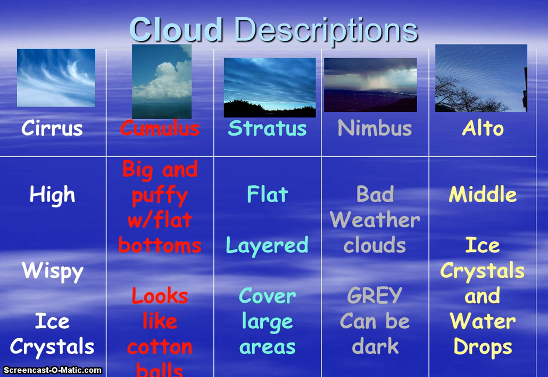All right, our next cloud is the alto. This is a middle-ranged cloud, and it can have ice crystals and water droplets.